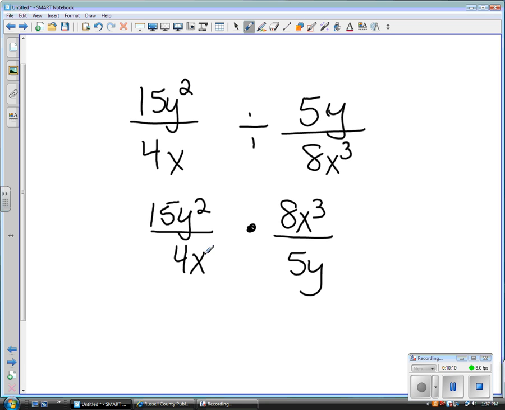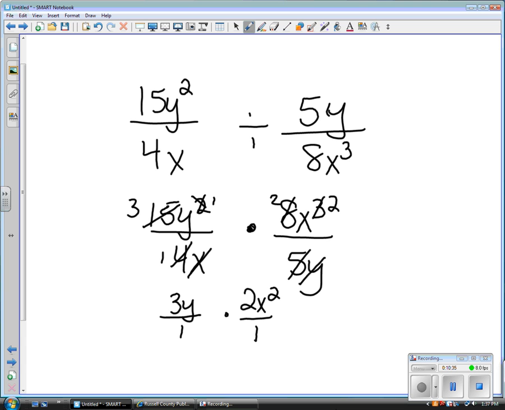I can do that. So 4 will go into 4 once, 4 will go into 8 2. X will go into x cubed, so that makes it x squared now, right? 5 will go into 15. Y will go into y squared, so I'm left with a 1. So right now, I might just want to rewrite that so I can see everything a little bit more clearly. And then just multiply, and I get 6x squared y over 1.